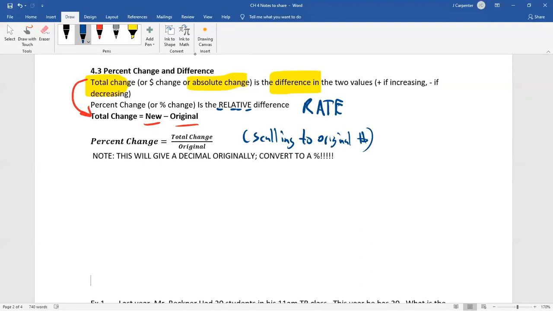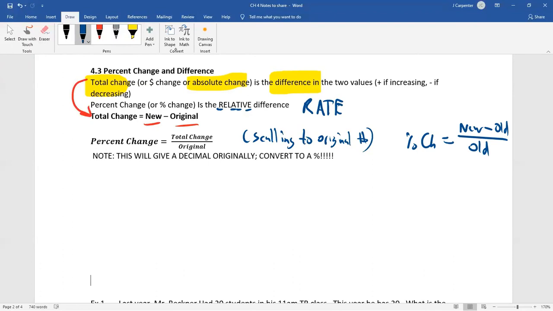So it's a ratio of the difference. Total change is the difference. So some people will say, oh, okay, well, let me just say percent change is equal to the new minus the old, and then divided by the old. Old, original, those are interchangeable words. And yes, that is the formula as well, but it's two steps now instead of one. So if you remember that total change is a difference, percent change is the ratio of total change to original, each of those things is only one step.